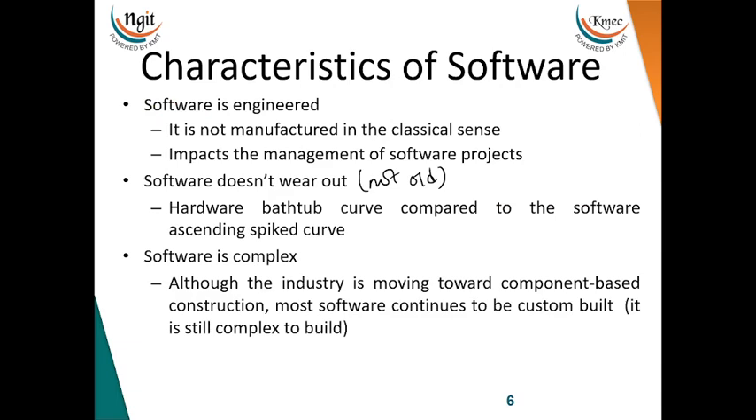What are the characteristics of software? Software is engineered. It is not manufactured somewhere down the line, in a classic sense. Correct? Impact on management of software. There is a huge impact of management on software. Software does not vary. It doesn't get old.